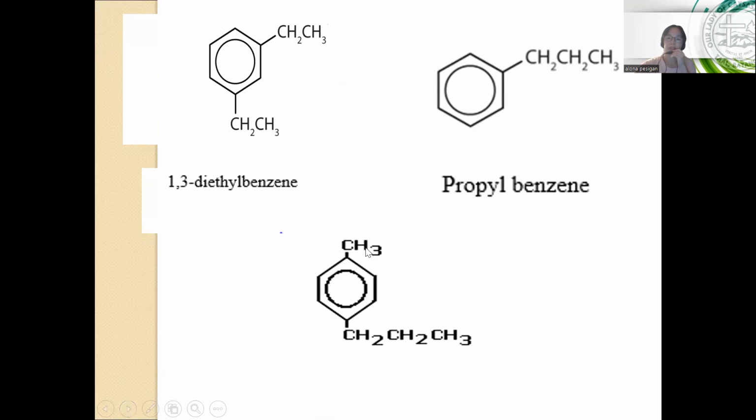For this example, you have 1-methyl, we have 4-propyl, and then benzene. So you see 1-methyl-4-propylbenzene. So again, benzene defines aromatic hydrocarbons.